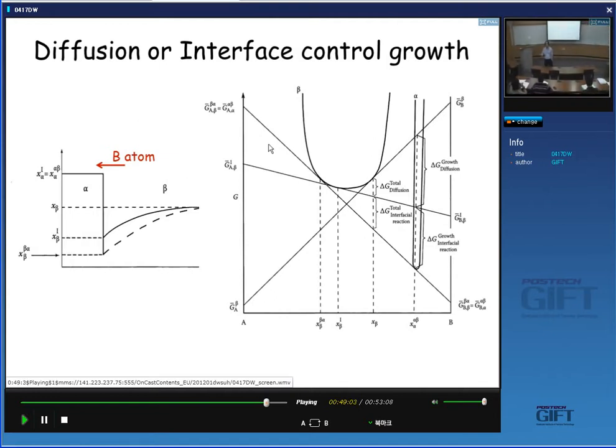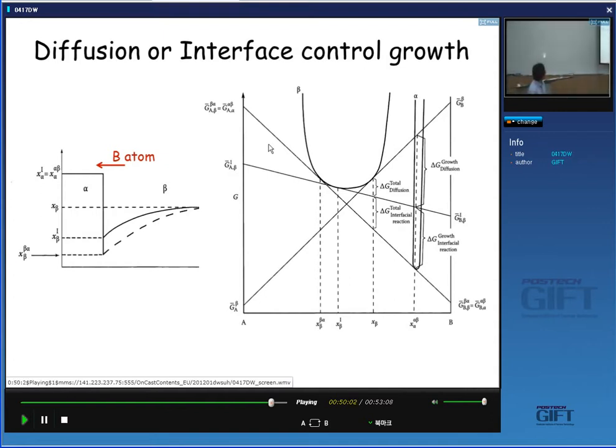Here we assume the growth of alpha into beta matrix. Here is the free energy curve of beta, and this is the free energy curve of alpha. In local equilibrium, we can evaluate the interface composition by constructing this tie line. Right? So this and this will give you the interface composition here and here, when there is no need for additional driving force for atoms to cross the interface. So now the situation is changed. Now we need a driving force, additional free energy to migrate the atom from beta to alpha phase.